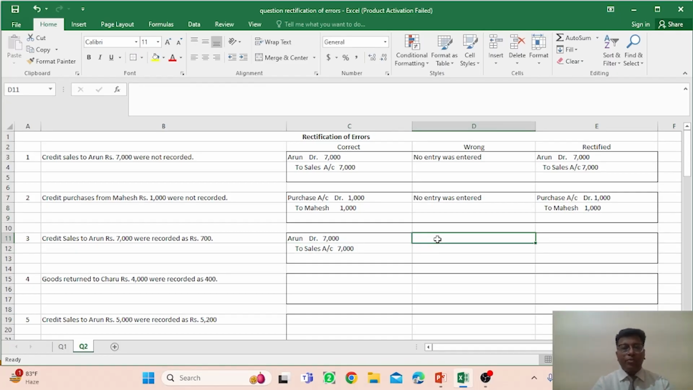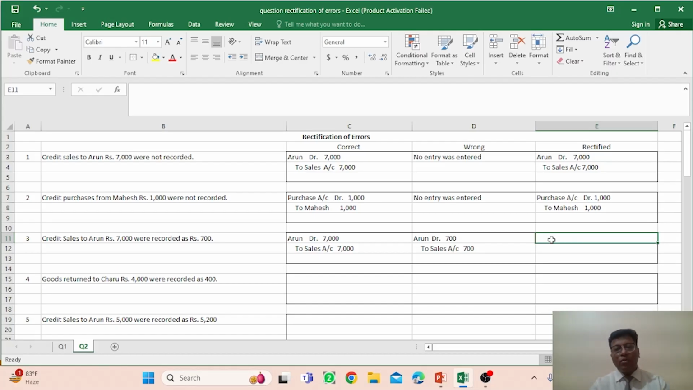And now we have to focus on the wrong entry which was entered in the books by the accountant at the time when the transaction took place in the organization. So 700 rupees was recorded in the Arun account and the sales account. A wrong entry was made over there. What is the wrong entry? Arun debit 700 and to sales account 700. Okay, so now it is time to rectify this entry.